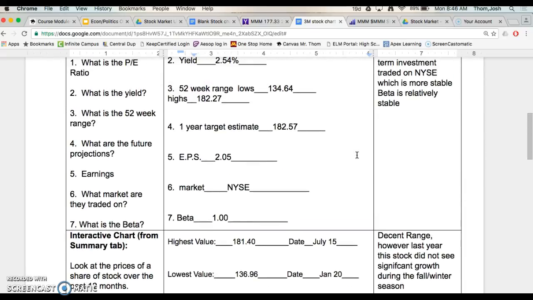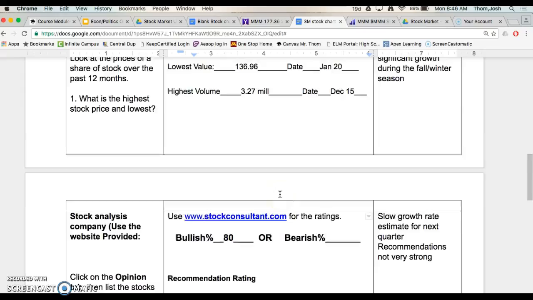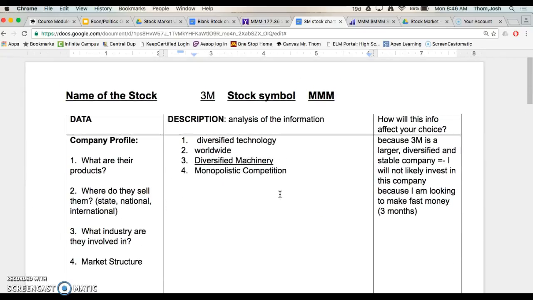You can find most of the information from Yahoo Finance. You do need to use Stock Consultant to find this. MSN and Google and a few other sites also have something very similar to what you see here with Yahoo Finance. So if you want to use other financial websites to find the information for these stock charts, feel free to do that. But please go back and utilize all the resources on Canvas, all the recordings on Canvas, so that you know what you are doing here.